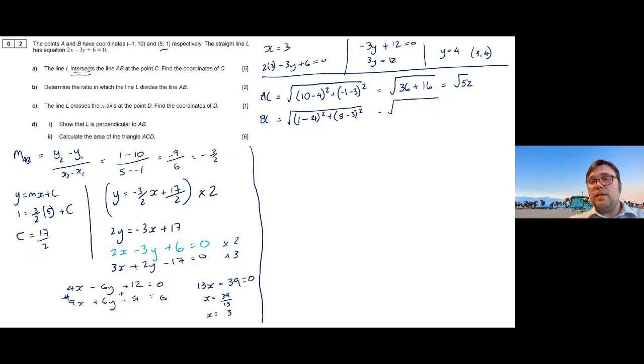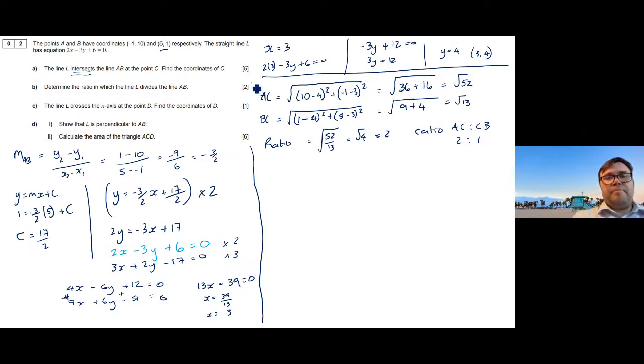So that's going to be 9 plus 4, which is the square root of 13. The ratio is the square root of 52 over 13, which is the square root of 4, which is 2. So the ratio of AC to CB is 2 to 1. That's part B.